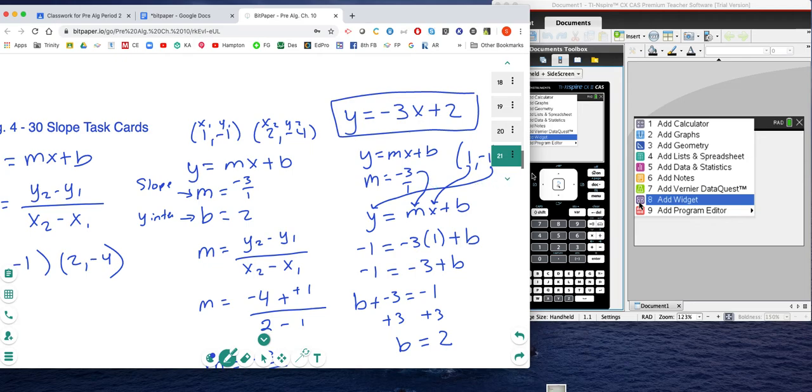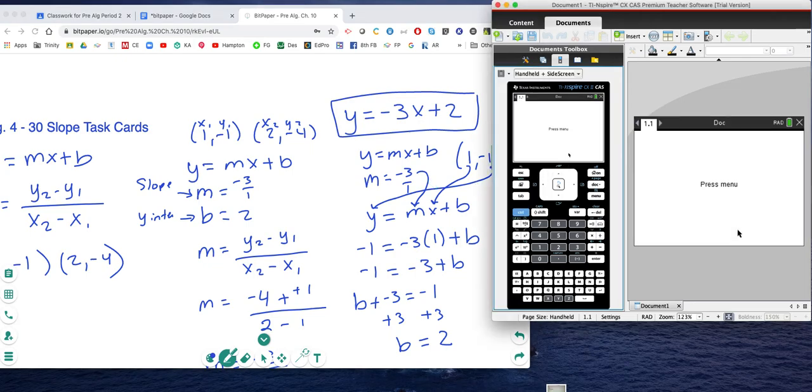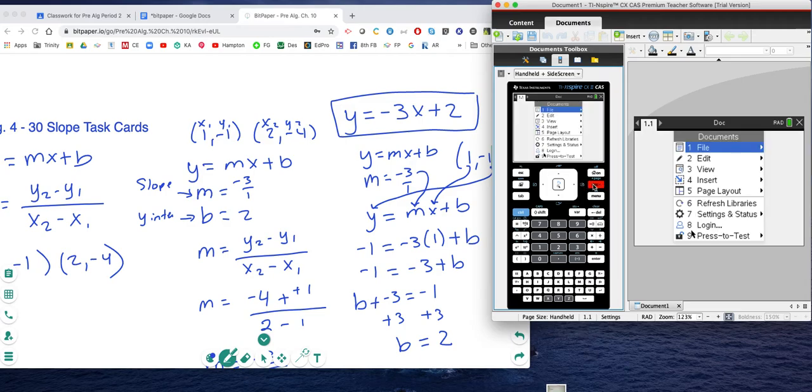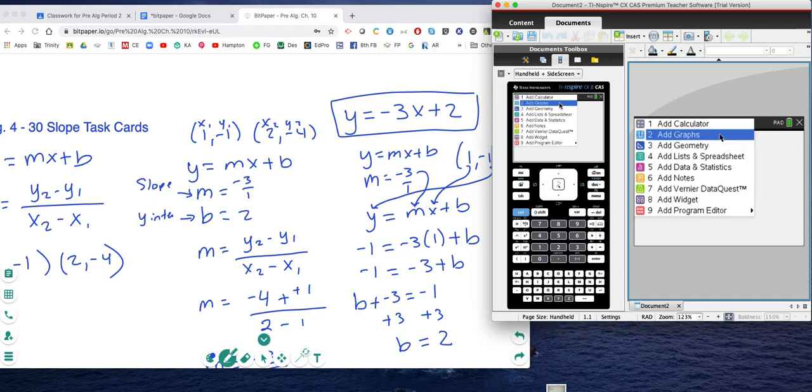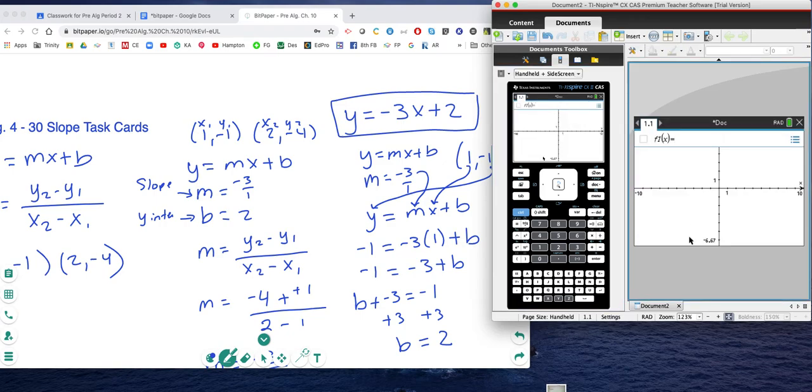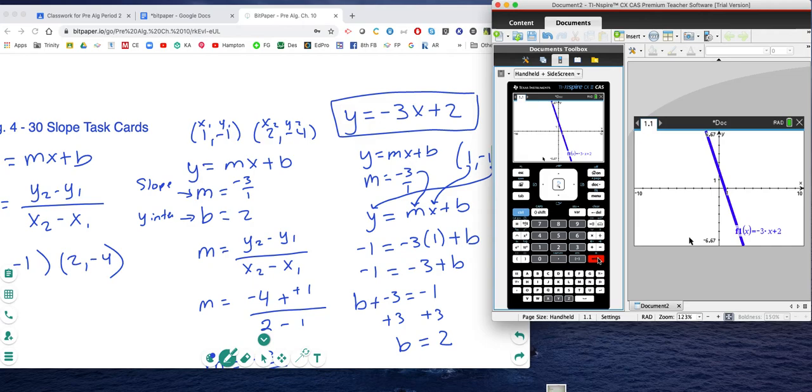Now, I'm going to show you how you're going to use your graphing calculator to check this. So you're going to go to your graphing calculator and you're going to do Doc, File, New, and you're going to go to Graphs. And then you're going to put in your supposed answer, the answer you think is correct: negative 3x plus 2. And we're going to look at a couple things.